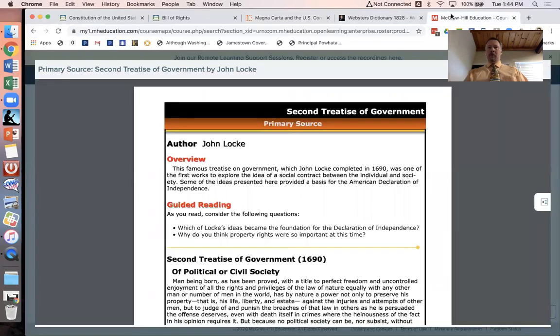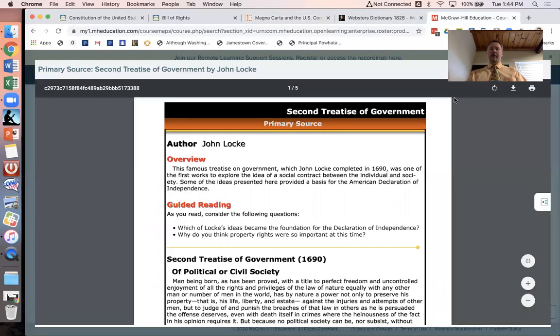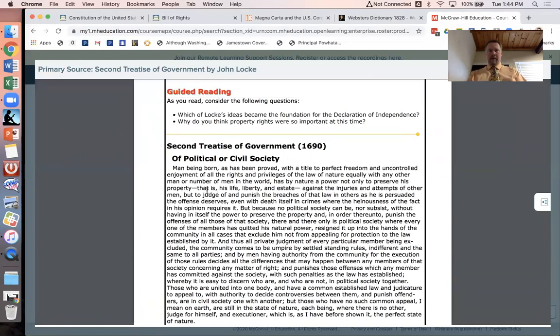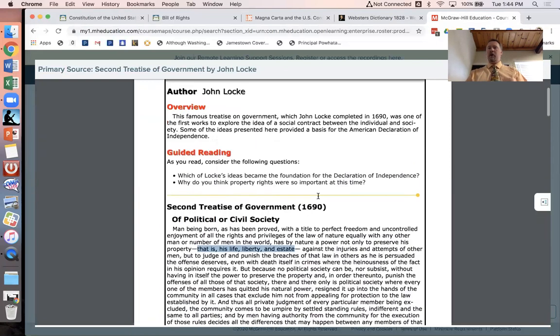So we also have social contract theory, which comes around 1690 with John Locke, and he proposes this idea that man being born to uncontrolled enjoyment of the rights and privileges of the law, that is his life, liberty, and estate. So we look at that line right there. Against the injuries and attempts of other men, but to judge of and punish the breaches of that law. So this gives rise to the social contract theory.